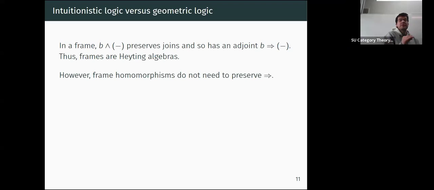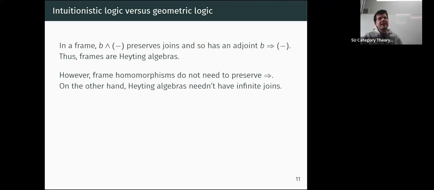On the other hand, frame homomorphisms don't need to preserve this operation. So this adjoint always exists, but it's not preserved. So it's another one of these second-class citizens, like arbitrary meets. It exists in frames, but it's not preserved by the homomorphisms. On the other hand, a general Heyting algebra doesn't need to have infinite joins. So a frame always has infinite joins, but an arbitrary Heyting algebra doesn't need to. So it seems like there's some kind of link between Heyting algebras and frames, but they aren't exactly the same thing. And one doesn't include the other.